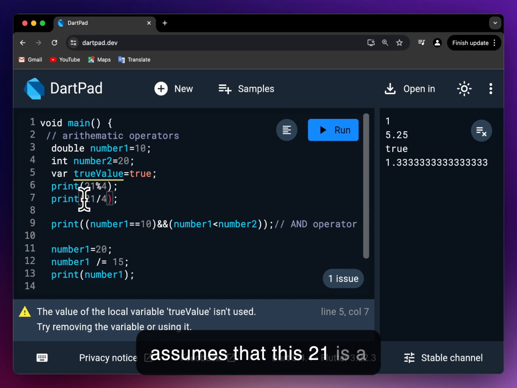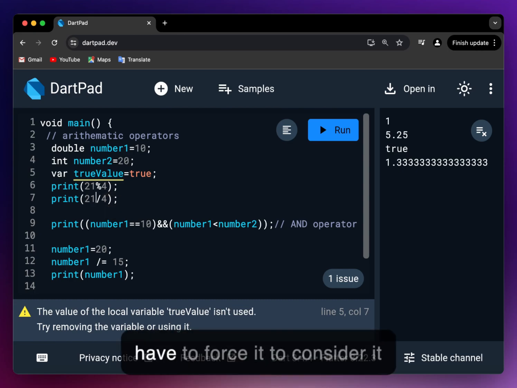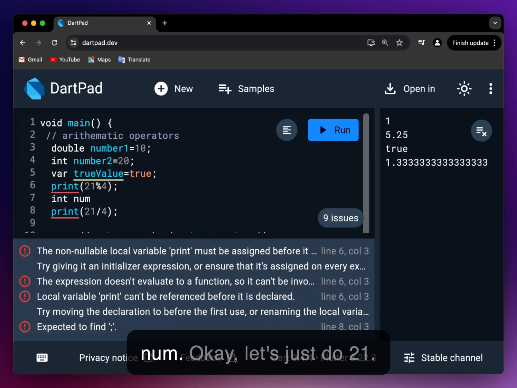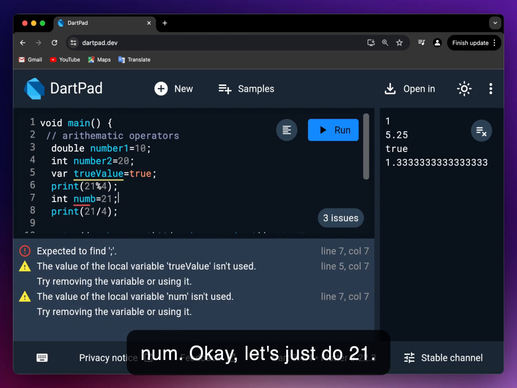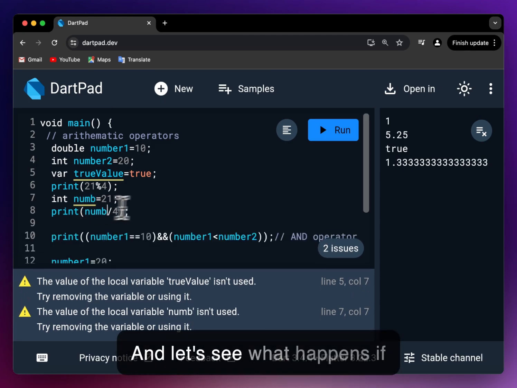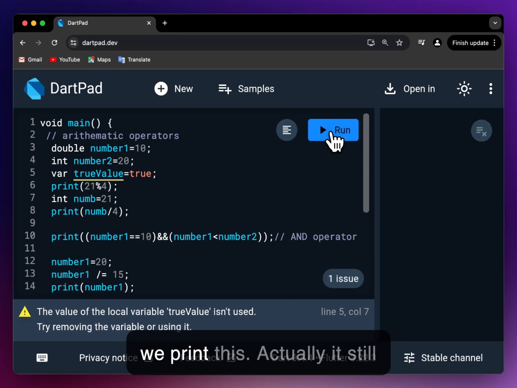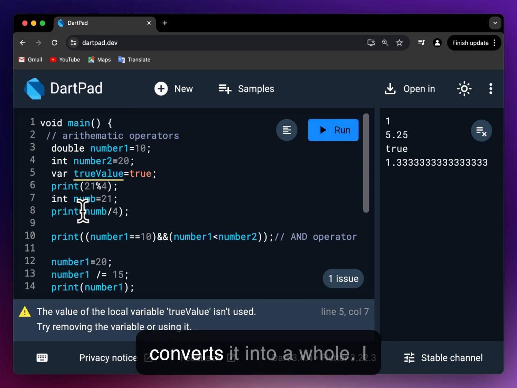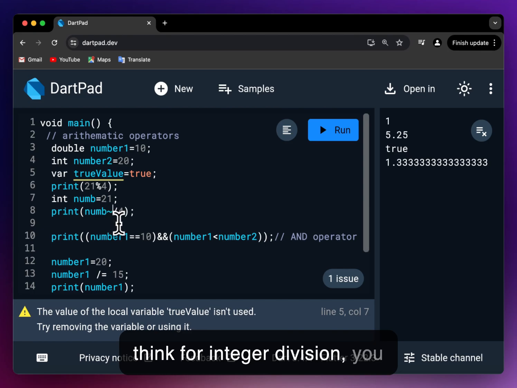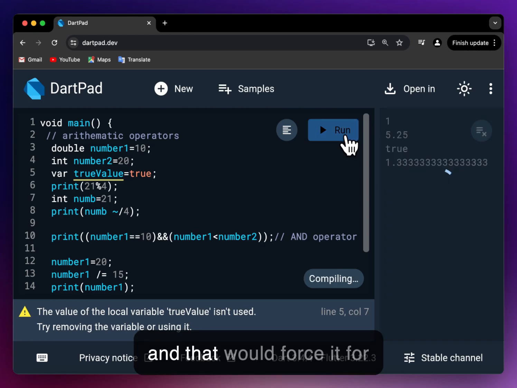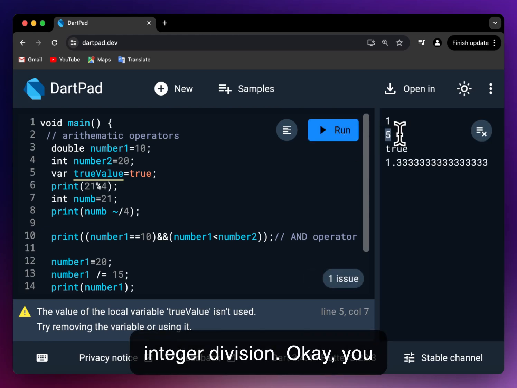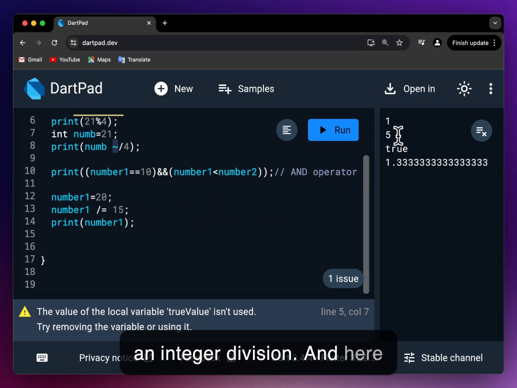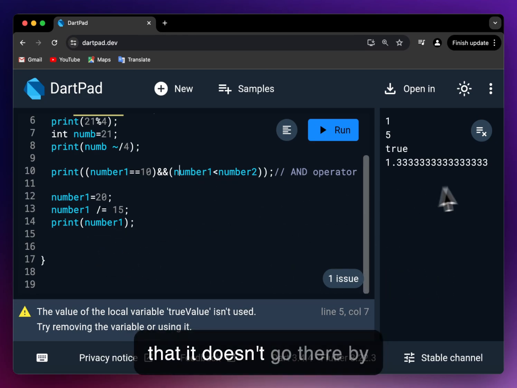Now this should have printed a whole number, but it did not, because it actually assumes that this 21 is a double. But if we actually have to force it to consider it an integer, let's say I do int num, let's just do 21, and let's see what happens if we print this. Actually, it still converts it into a whole. I think for integer division you have to add this squiggly sign, and that would force it for integer division. Okay, you see, you get a 5. So this is the symbol that you have to use when you need to force an integer division, and here you actually lose the 0.25, and that is the reason that it doesn't go there by default.